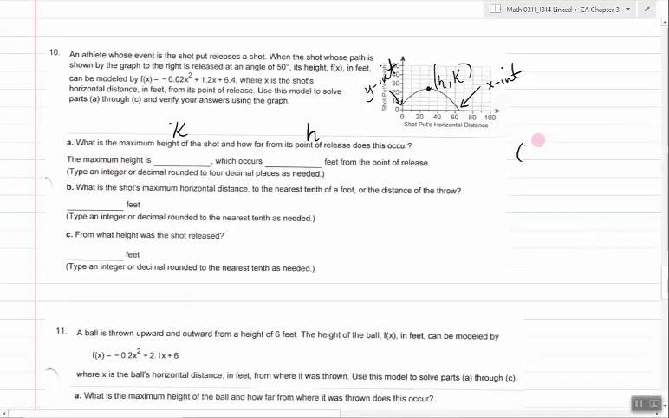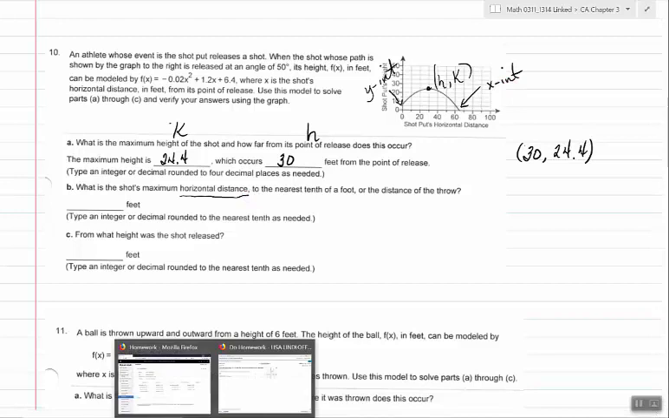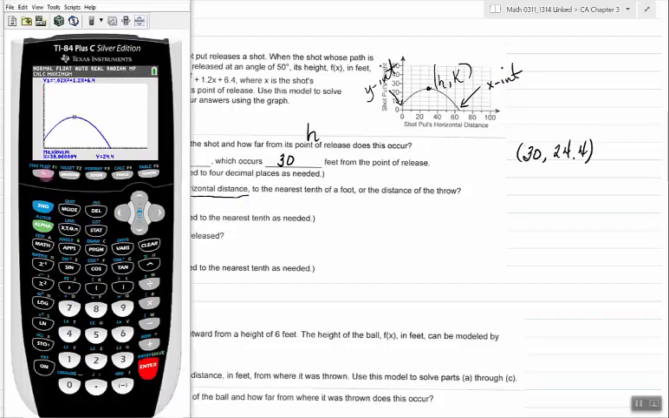So let me write that down. It is 30, 24.4. All right, the maximum height is 24.4, which occurs at 30 feet from the point of release. What is the shot's maximum horizontal distance? All right, that's my x-intercept. Let's go back to y equals, and I'm going to go down and put in 0. There it is.